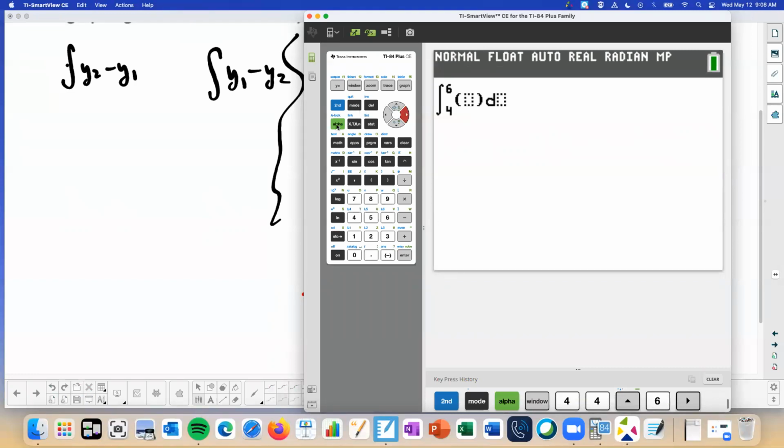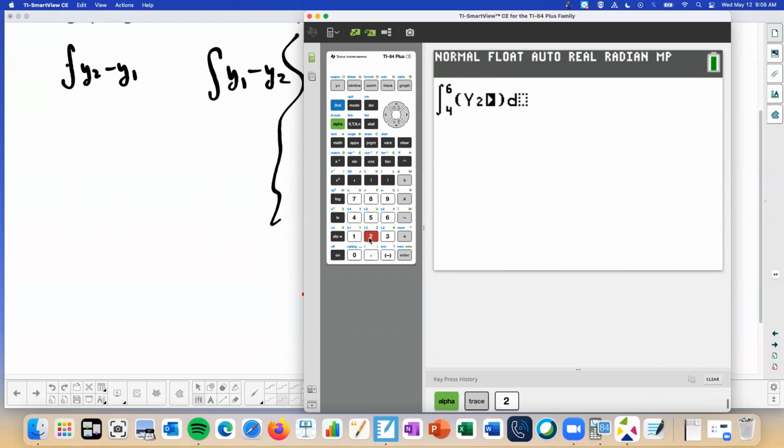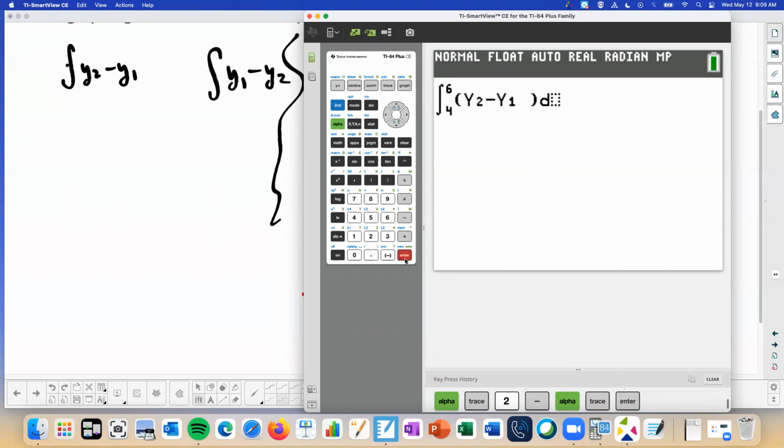So if I hit alpha trace, so F4, it has the y variables there. So I can type y2 minus y1. And that saves me a lot of time on the calculator. And it's dx, because I typed in x's. And then plus the second integral.